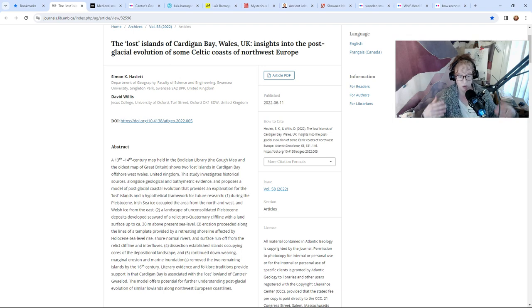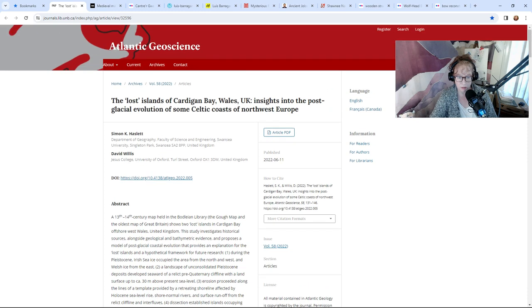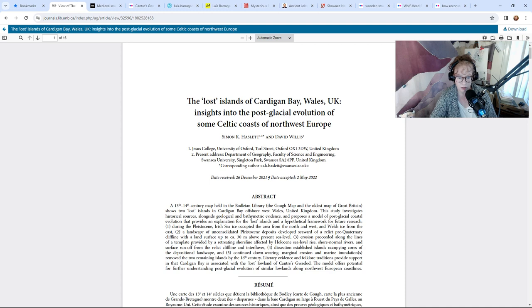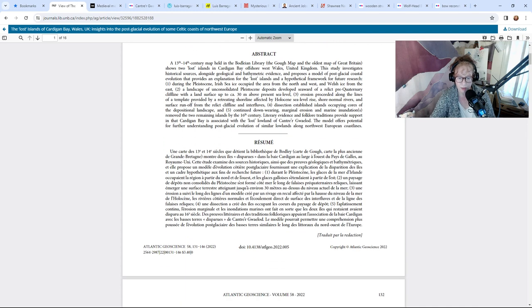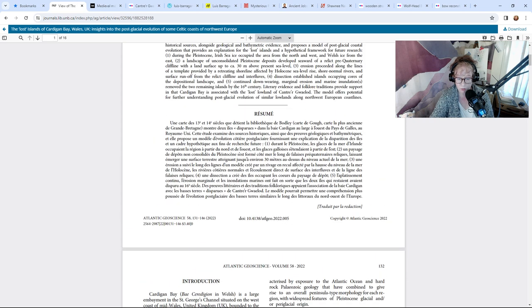So it goes into how it existed. This is the academic article. And if you click on this, it does give you the article that you can read. So this is the academics of it. And apparently there's some French here too. Une carte de 13th et 14th siècle que détient la bibliothèque. I just love saying bibliothèque.